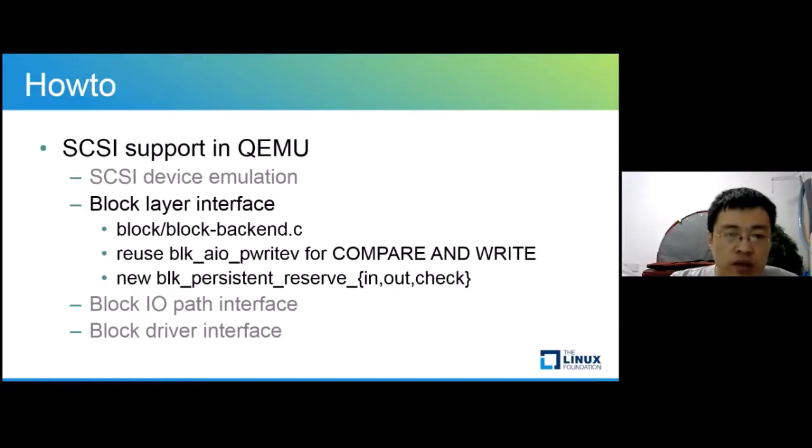The next one is block layer interface. The code is in the block backend. In this part we reuse block AIO pwritev for compare and write, and add a new block persistent reserve in/out check for the PR part.